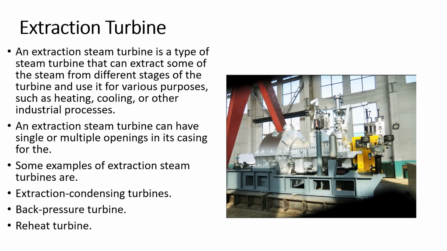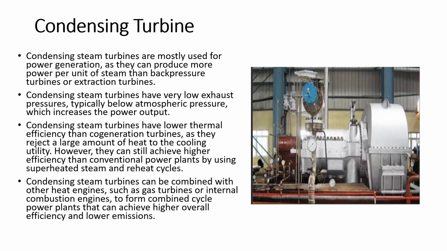An extraction steam turbine is a type of steam turbine that can extract some of the steam from different stages of the turbine and use it for various purposes, such as heating, cooling, or other industrial processes. An extraction steam turbine can have single or multiple openings in its casing for the extraction. Some examples of extraction steam turbines are extraction condensing turbines, back pressure turbines, and reheat turbines.